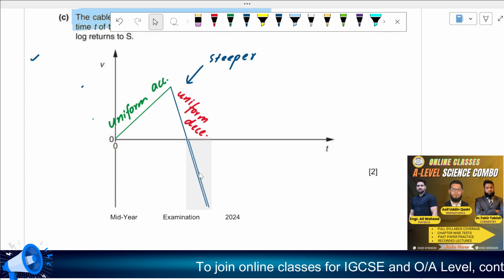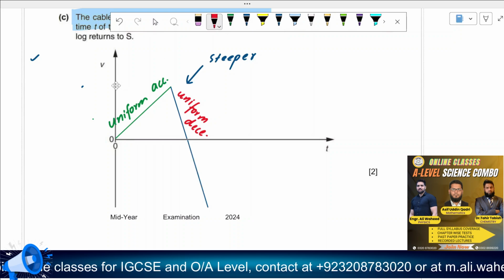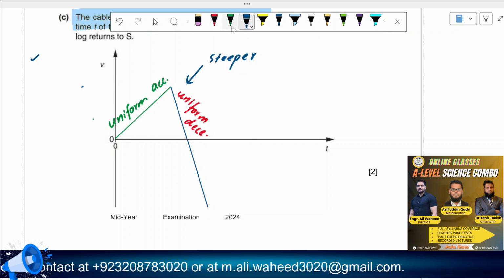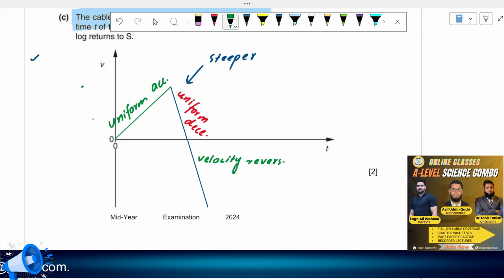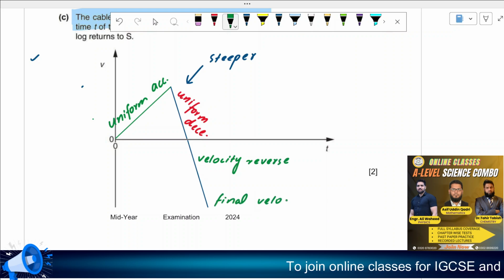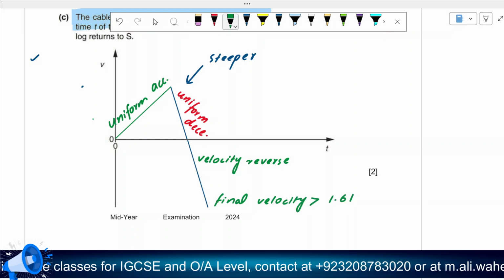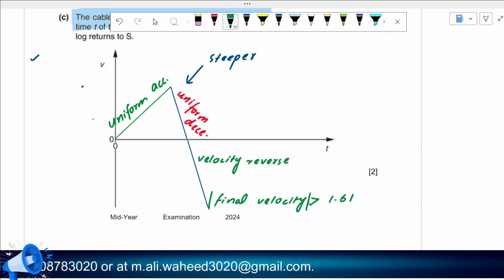So now it looks something like this. What happens at this point? The velocity reverses, final velocity greater than 1.6, the magnitude of the final velocity is greater than 1.61 meter per second.